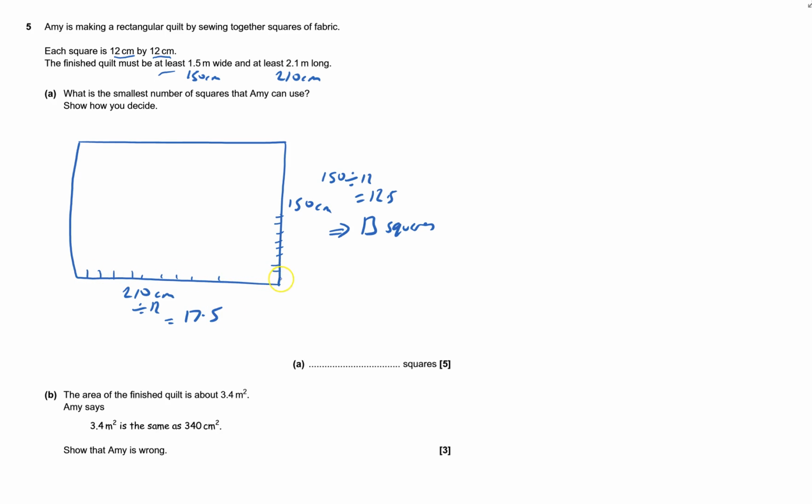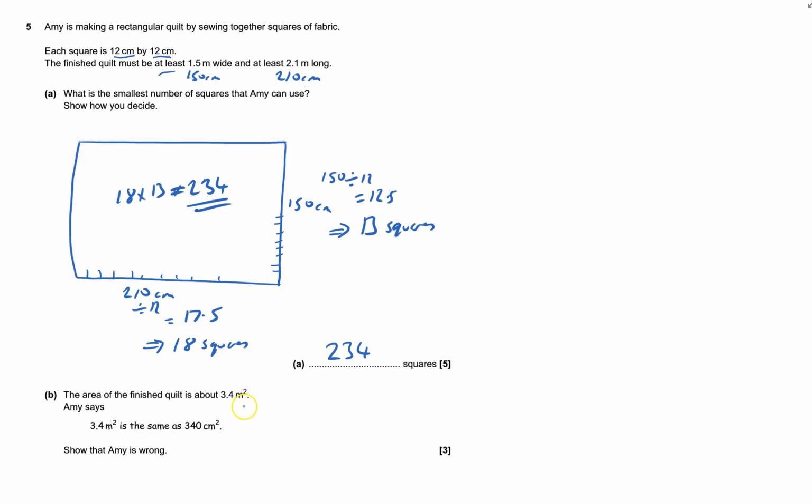So it's 17.5 of those long, but even if I use half a square, that still used that square. So therefore I have to round up to 18 squares. And how many have I got? I've got 18 by 13, and 18 by 13 equals 234. So that is the smallest number of squares she could use.